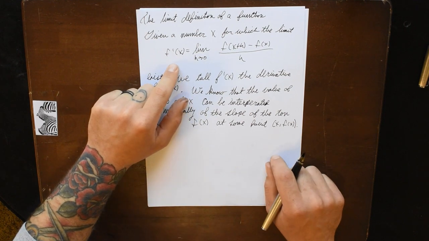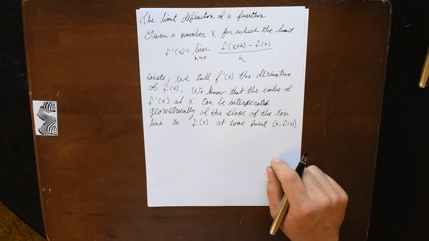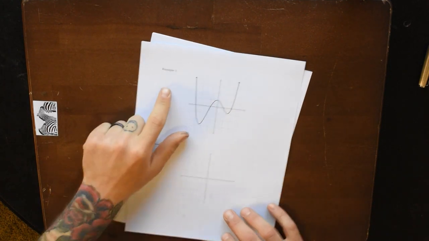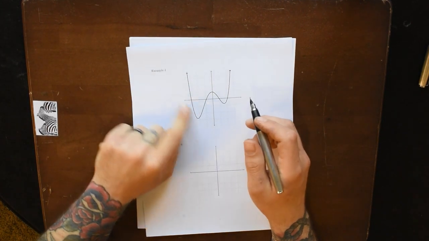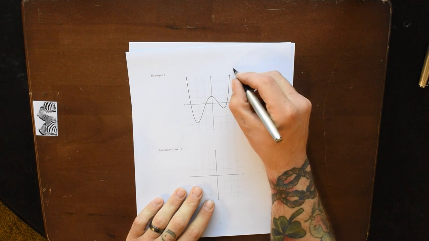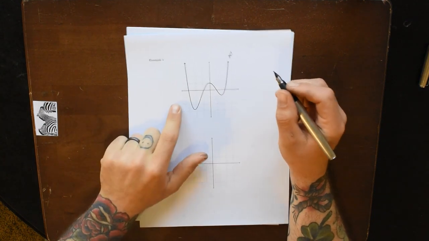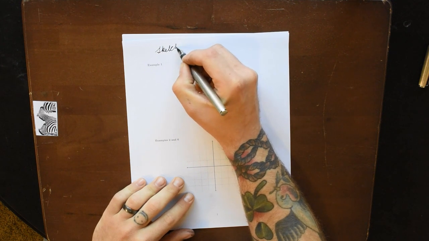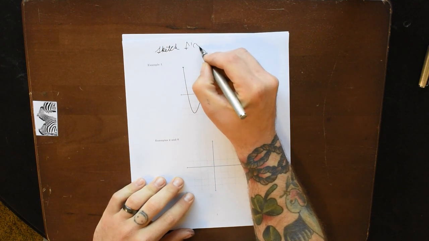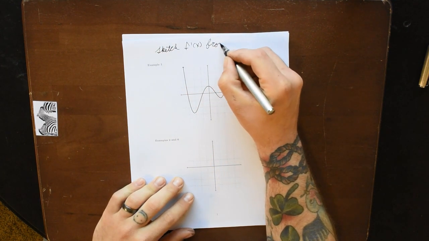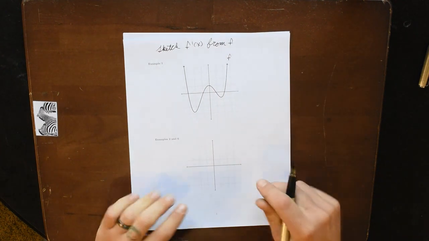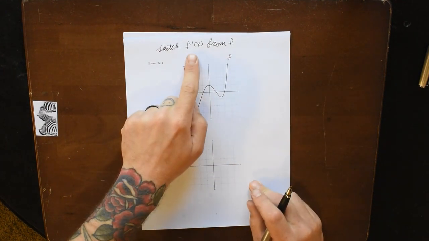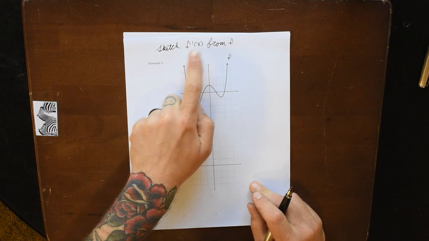So let's use that information to do an example. Okay, so for example 1, we have the graph of some function f, as we'll call it. And what we want to do is sketch f prime from f. So from the graph of f, we want to sketch a graph of the derivative of f.